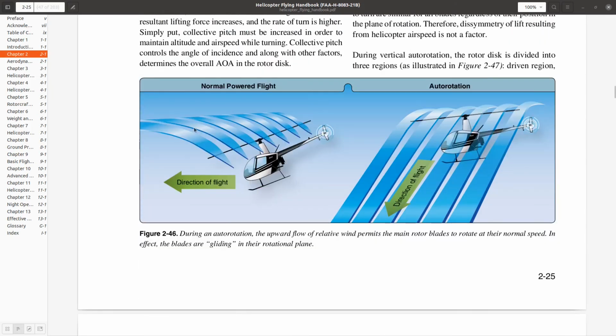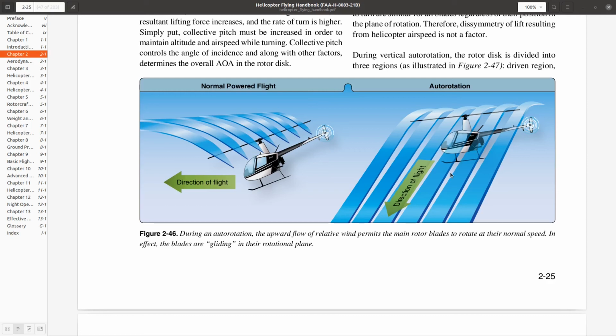So if I look at normal powered flight, I'm sucking air down through this rotor. If I look at autorotation flight, instead of sucking air down, I have air pushing up through the rotor, causing it to spin. Now, because the main rotor is connected to the tail rotor through a transmission, I'm allowed to control the aircraft as I come down. So, as I said before, statistically, you're better off in a helicopter with an engine failure than you are in an airplane.